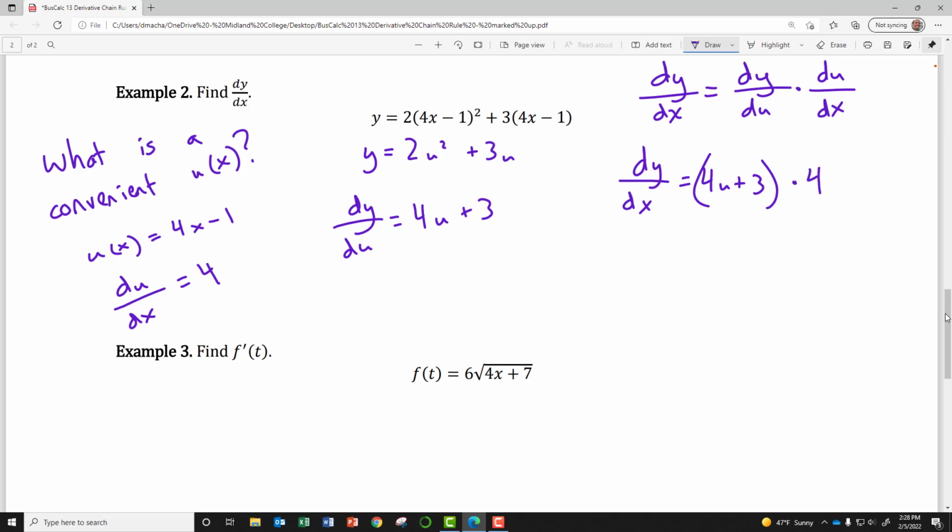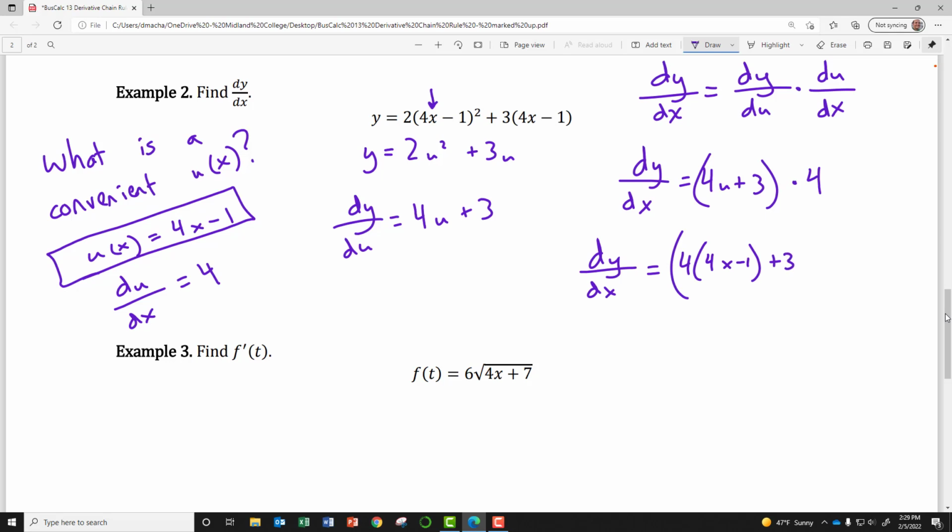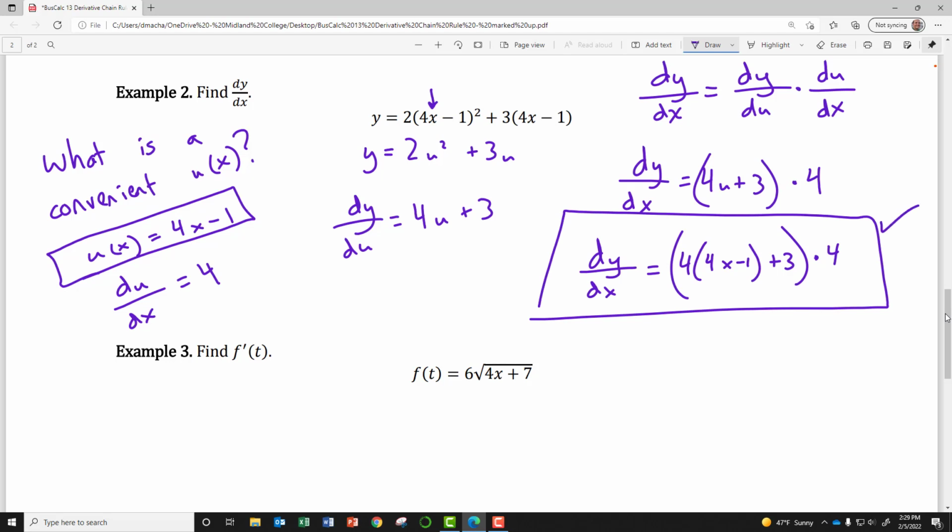And the last step here is to make this again in terms of x. And so to make this in terms of x, this is actually pretty easy. Where it says u, I'm just going to replace that with the formula for u. So that's 4x minus 1. So 4 times 4x minus 1 plus 3, all times 4, that is the formula for the derivative of y with respect to x. Nice.